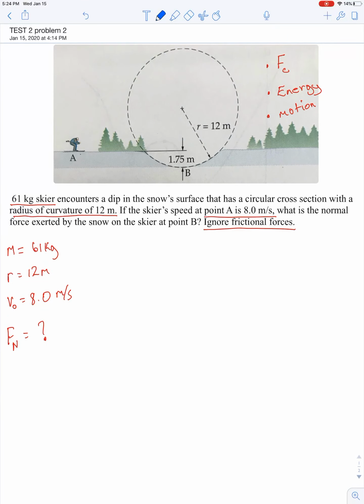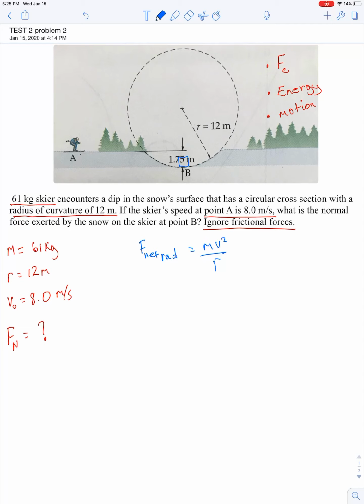For every single concept, every single time, what you need to do first is simply write what is true. So what is true for centripetal forces? That is F net radial equals mv squared over r. Great. Now, if I'm going to use this, I have to know where the skier is going to be when I want to find the normal force. That would be at the bottom here.